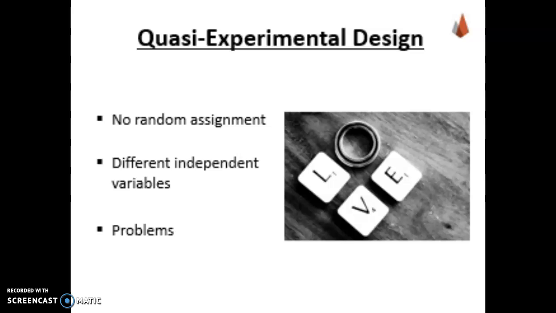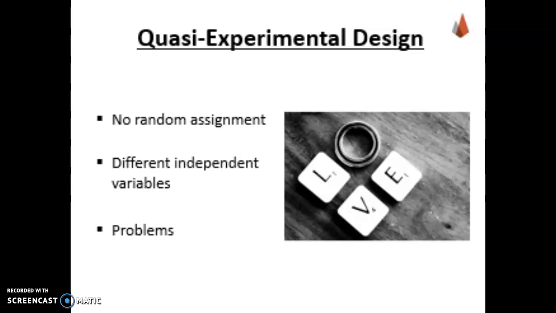What if you were doing a design, an experiment on love? Are we able to pick 10 names from a hat and say, you're in love and you're not? Or you're a man, you're a woman? We're not able to. So independent variables in a quasi-experimental design are called fixed variables, or things that cannot be changed.